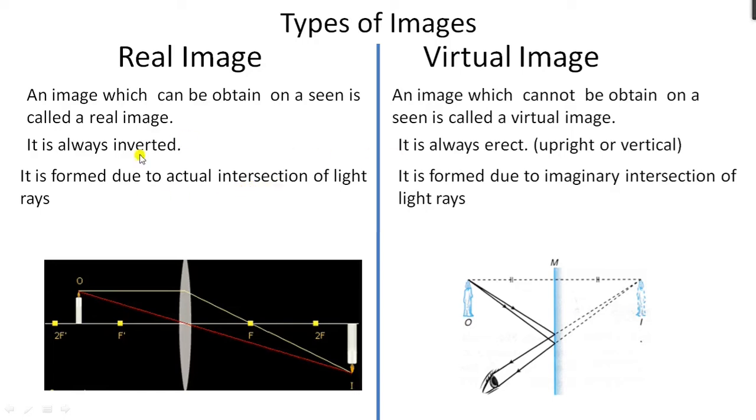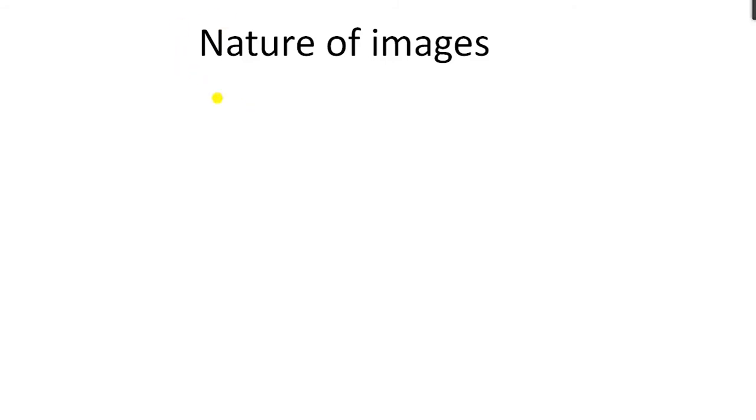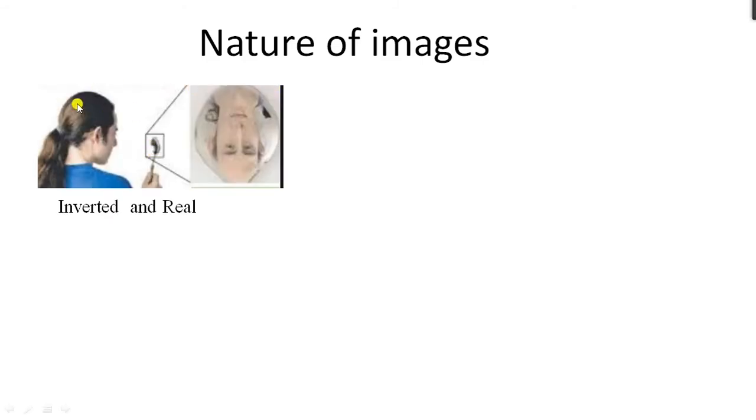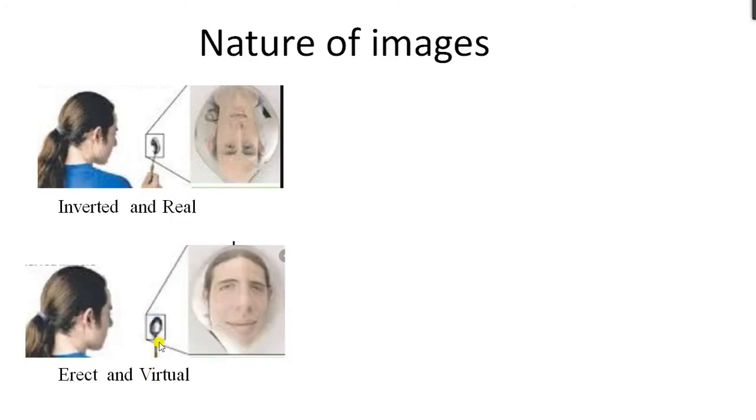The important difference between the real and virtual image is that a real image is always inverted and a virtual image is always erect. The image formed by a mirror has some properties, and by looking at these properties we can tell the nature of the image. So let's see the first image. Here you can see the image is inverted, so we know that an inverted image is always real. And here you can see this is the image formed by the back side of the spoon, and this is an erect image, and an erect image is always virtual. So these are the two natures, one is real and inverted, another is virtual and erect.